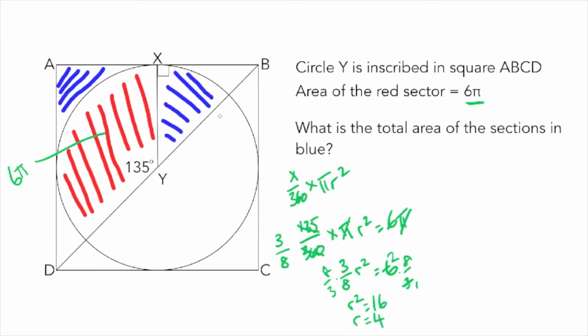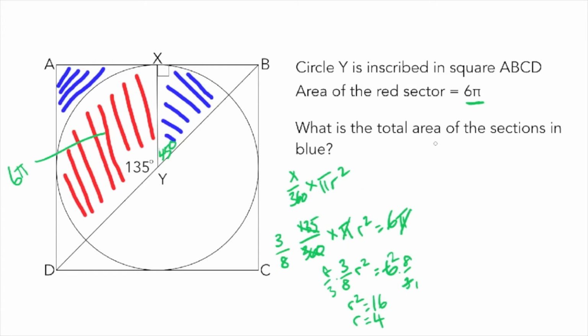So we know r is equal to 4, which means that now we can solve for this sector here in blue. Since we know DB is a straight line, the diagonal through the square, that means that 135 is a supplementary angle to this angle right here. So all we need to do is take 180 minus 135, and we get 45. So we know this is 45 degrees. That's the angle for this sector.